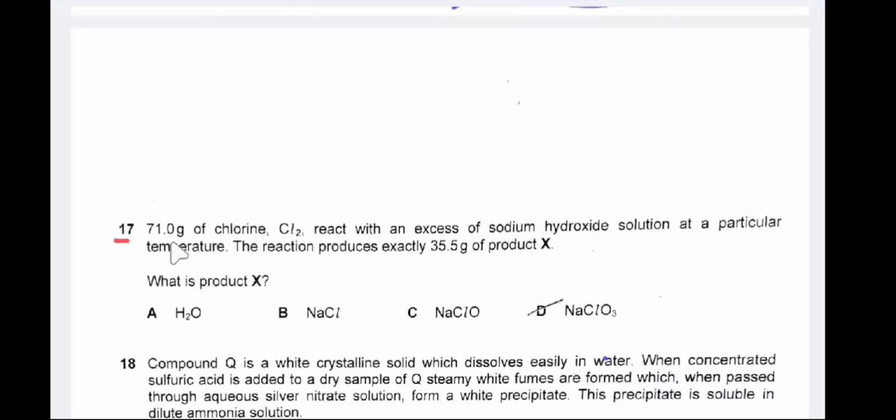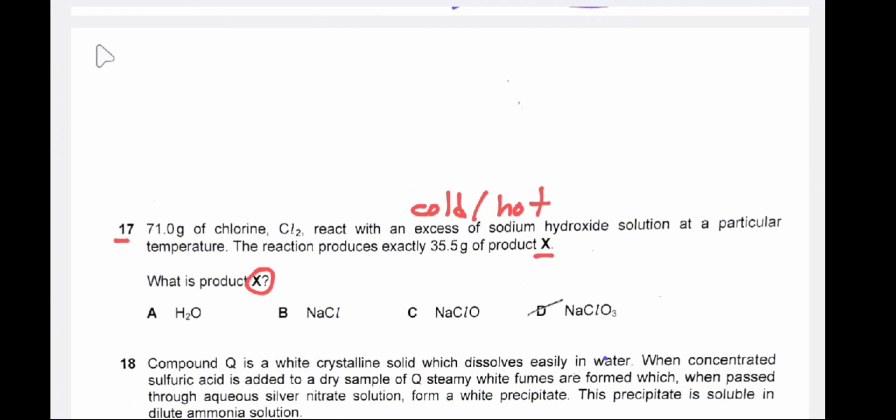In question number 17, 71 gram of chlorine reacts with excess sodium hydroxide solution at a particular temperature. The reaction produces 35.5 gram of product X. What is product X? Chlorine reacts with excess sodium hydroxide, but it is not mentioned whether it is cold or hot sodium hydroxide. So it can be cold sodium hydroxide or hot sodium hydroxide.